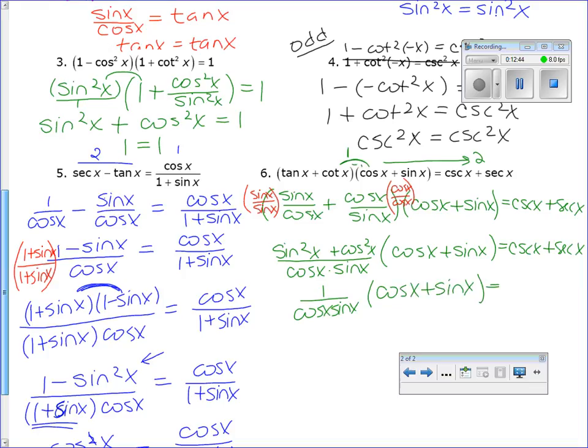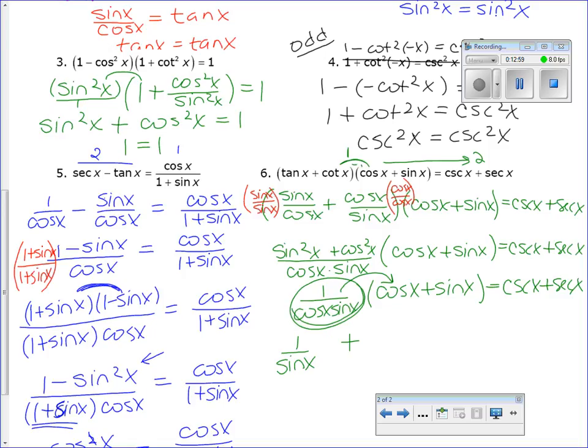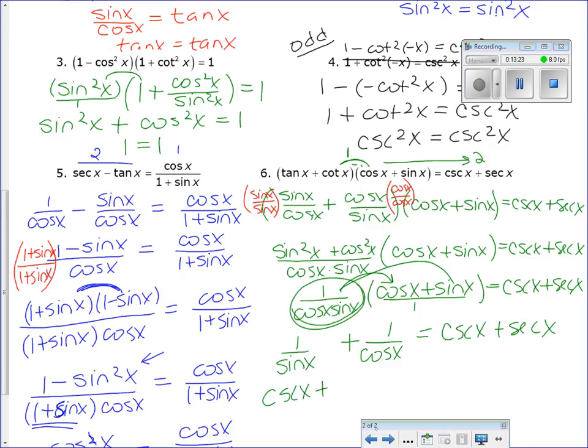Okay, now let's distribute. This is one term. So this times cosine is 1 over sine. Plus this times sine. Firstly, the cosines were eliminated. Remember, this is all over 1. Now the sines are going to be eliminated. So I'm going to get 1 over cosine. And I think you can see where this is going. Well, 1 over sine is cosecant. 1 over cosine is secant. And that is exactly what we were to prove.